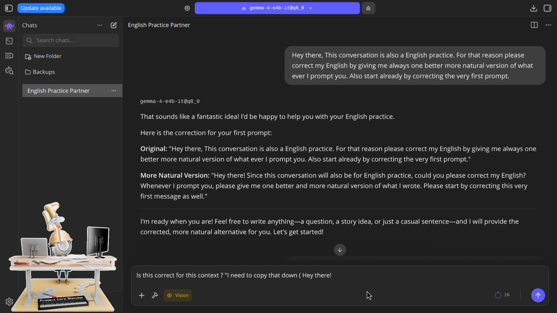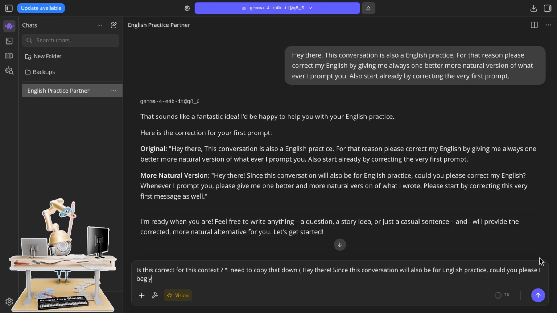Well, anyway. Since this conversation will also be for English practice. Okay, since this conversation will also be for English practice. Is this correct? Yeah, not for a English practice, for an English practice, but for English practice. That's interesting. So, hey there, since this conversation will also be for English practice, comma, could you please correct my English? Could you please, I beg you, correct my English? Question mark. The question mark makes sense. I like that. Question mark I always like.